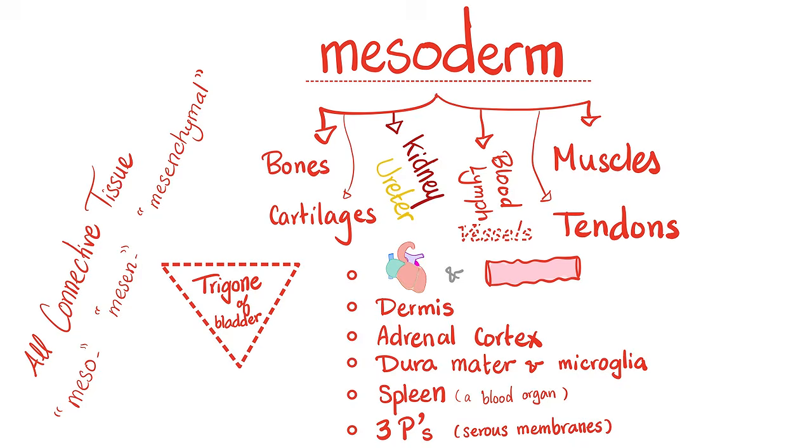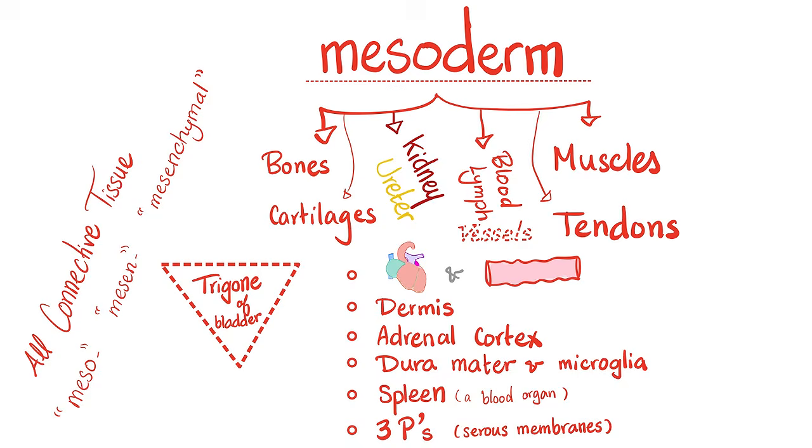The adrenal cortex is mesodermal, but the adrenal medulla is a ganglion. Where do ganglia come from? Oh, ganglia are part of the peripheral nervous system, so they come from neural crest cells, which are ectodermal. So the adrenal cortex is mesodermal, but the adrenal medulla is ectodermal. The dura mater is mesodermal, but the pia and the arachnoid maters are ectodermal.